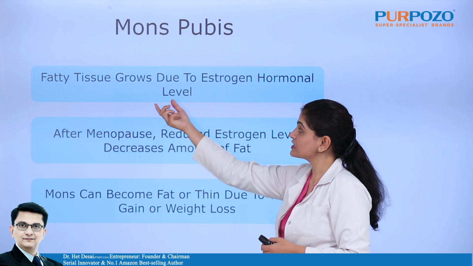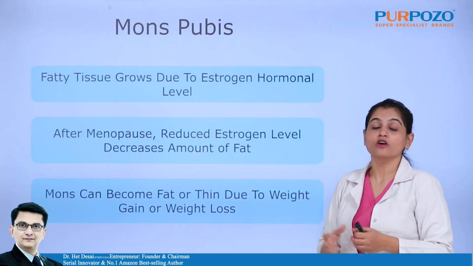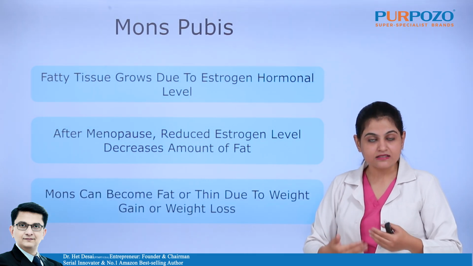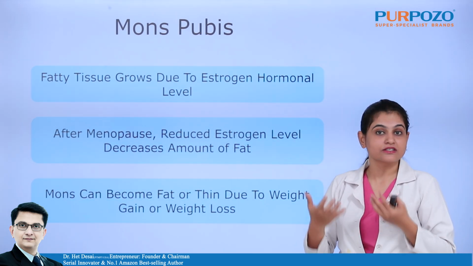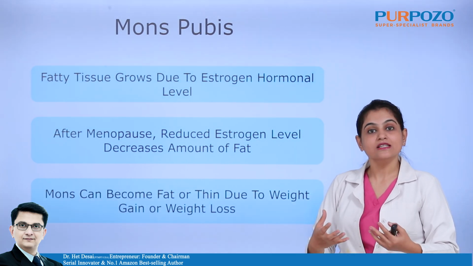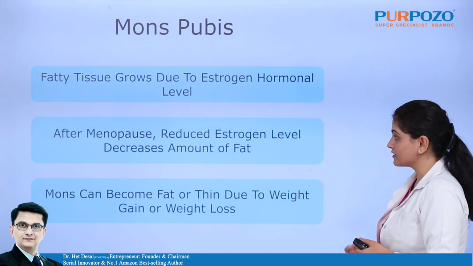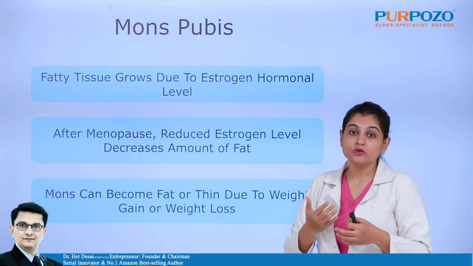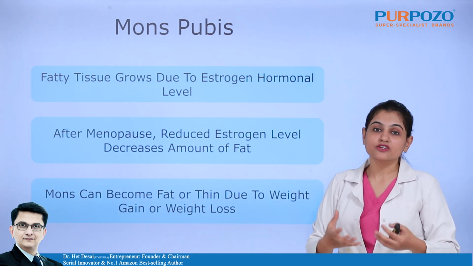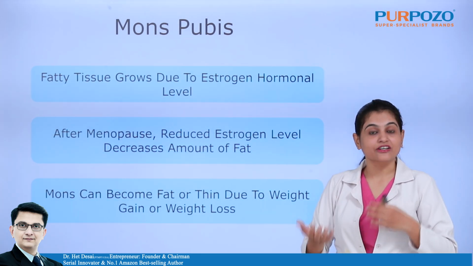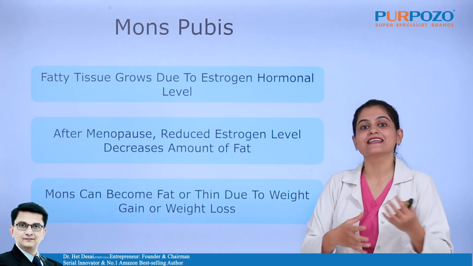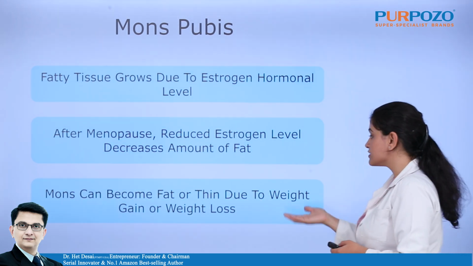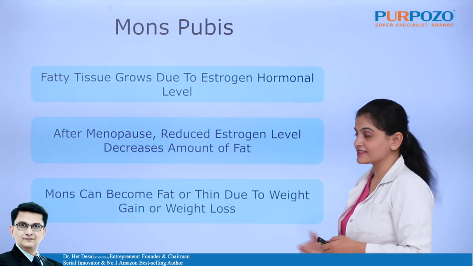Also, the fatty tissue develops under the influence of estrogen hormone during puberty. As a female attains puberty and there is an increased estrogen level in the body, her Mons will become fattier and bulkier. After menopause, as the estrogen level reduces or gets altered, the fat on the Mons alters. It can either decrease or even increase due to weight gain during menopausal age. So, the Mons can become fat or thin due to weight gain or weight loss.